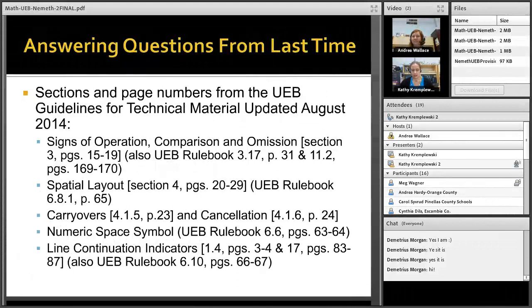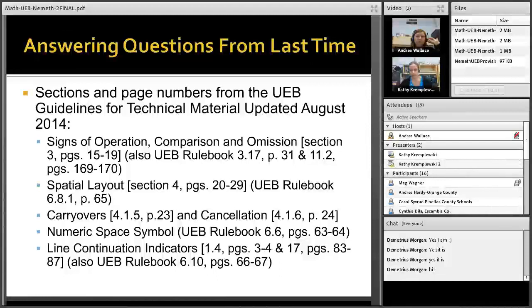All right. Well, I know some of you were asking questions last time and wanting to know where these things were located in the rule book. So this first part is to answer some of those questions. You've got the section guidelines. As much as possible, I tried to keep the formatting so that if it's in rounded parentheses, it's talking about the UEB rule book, and if it's in square brackets, it's talking about the guidelines for technical material. So here you've got the references of where the signs of operation, comparison, and omission are.